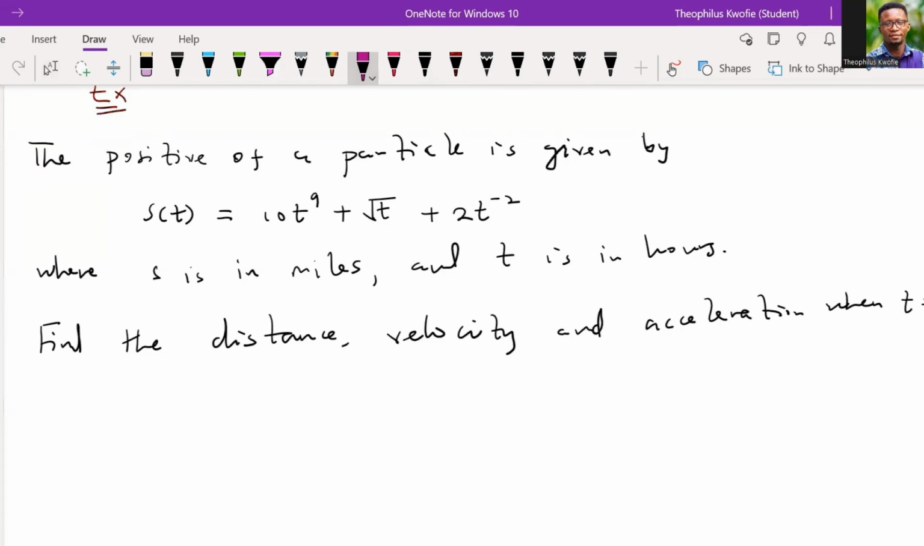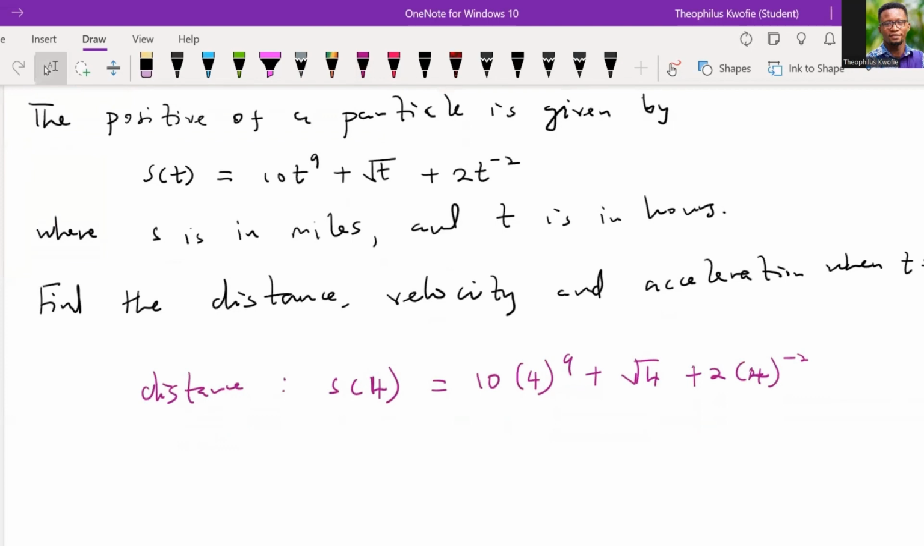Now, how do you find a distance? The position of the particle is given by this. How do you find the distance when t is 4? Anyone with an idea? It means that wherever we see t in the given function, we just replace it by 4, right? So S of 4 should be equal to 10 multiplied by 4 to the power 9 plus root of 4 plus 2 times 4 to the power minus 2. And when you use a calculator, that should give you the result.